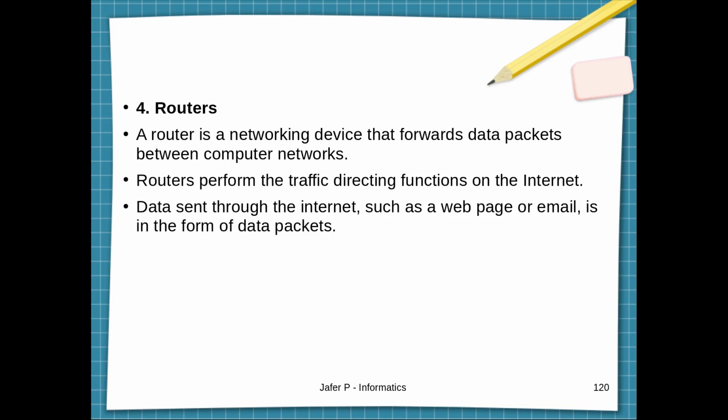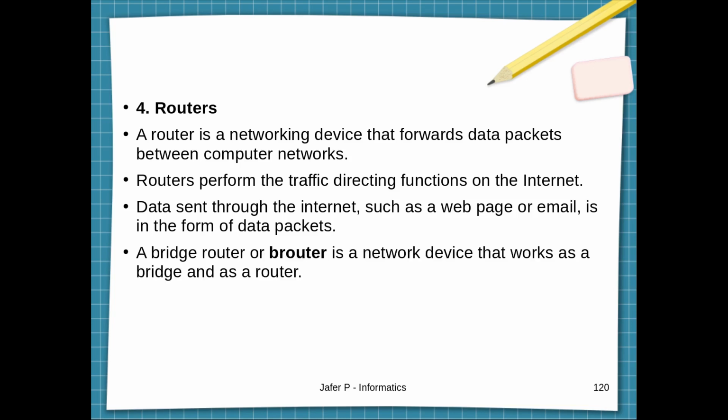In computer networks also, it will take a decision and create a route for transmitting the data from source to destination. So the data can flow through this route, and this route is defined by the router. Data sent through the internet, such as a web page or email, is in the form of data packets.